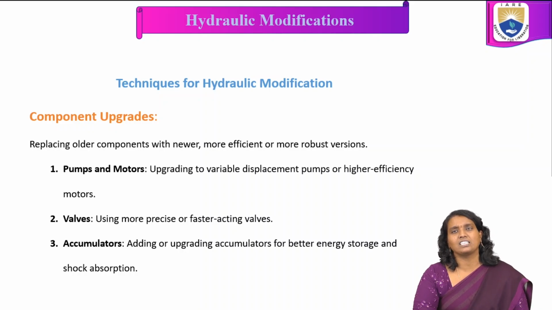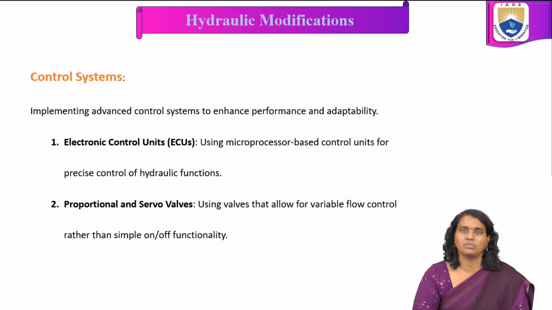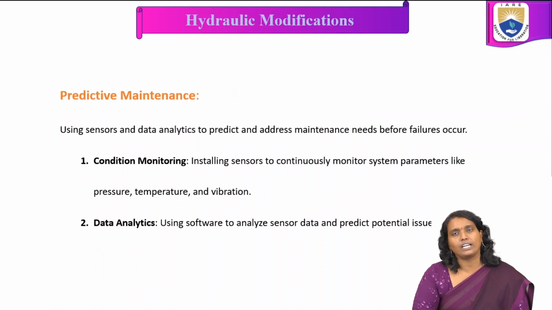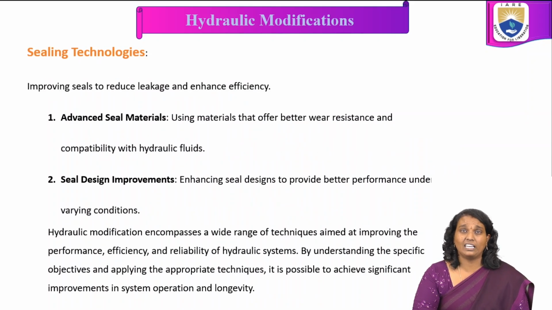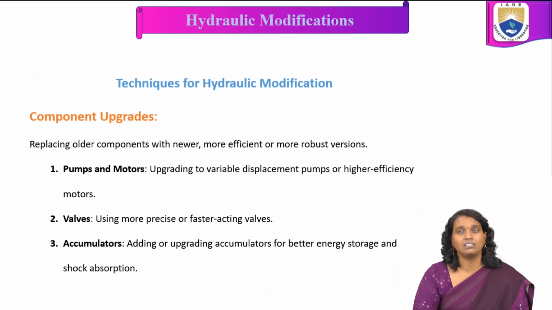Now, what are the various techniques for hydraulic machineries, based on component upgrades and on how we understand the various techniques? Those are component upgrades, system redesign, control systems, filtration and fluid management, energy recovery systems, predictive maintenance, and sealing technologies. These all come under the traditional technologies for getting the various modifications. The first one is component upgrades.